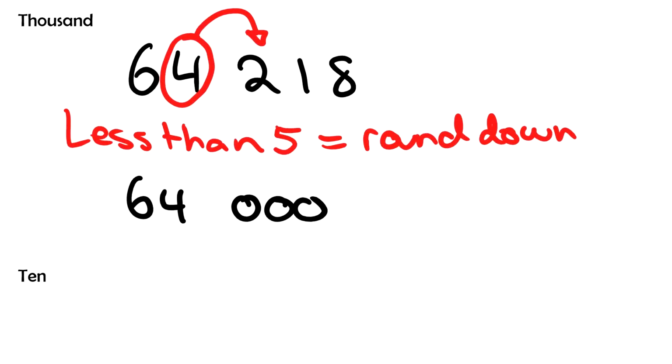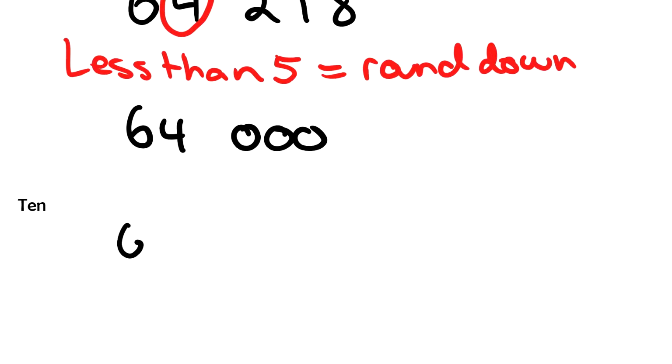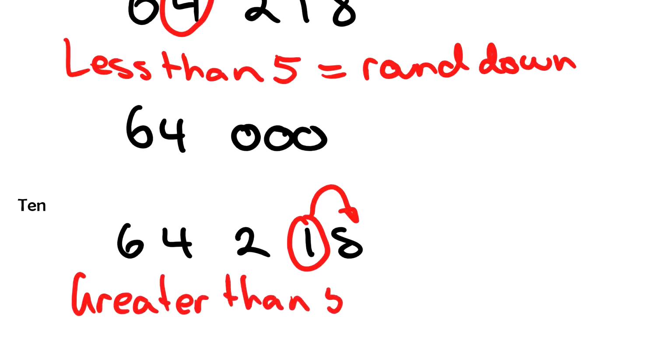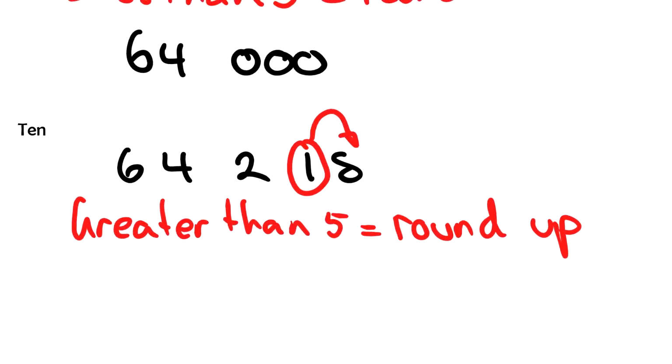So now we're going to round the number to the 10. So 6, 4, 2, 1, 8. I'm going to circle the 10s position. Now is the number that the arrow is pointing to bigger than 5? Yes. So it's greater than. So we round up. So the 1 now becomes a 2. So 64,220.